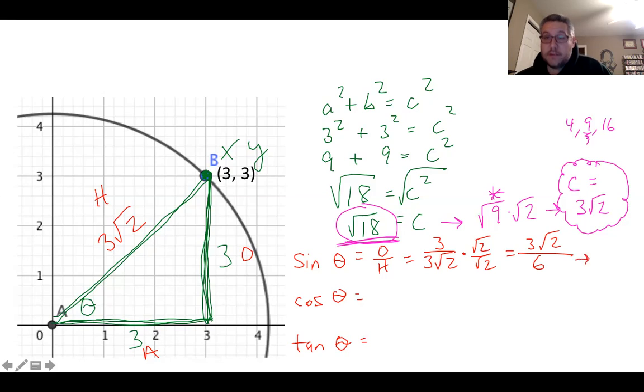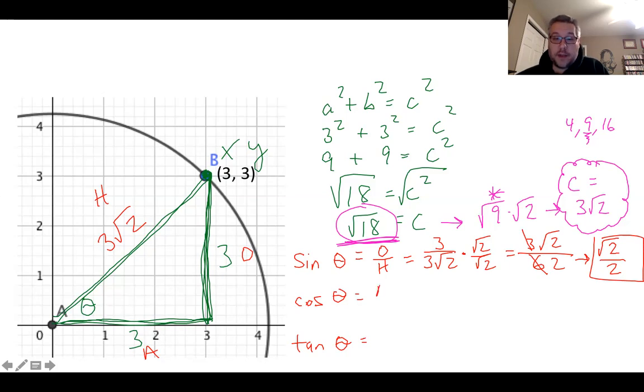Now, don't shoot me, I'm just a messenger. You can simplify this one little bit more. 3 goes into itself, 3 goes into 6 twice. So the final answer for the sine ratio is square root of 2 over 2. That is the sine ratio for this triangle.